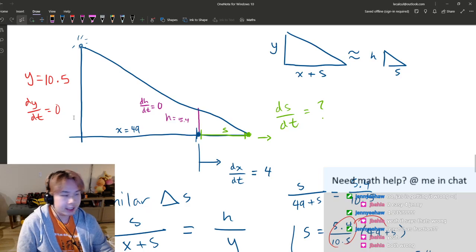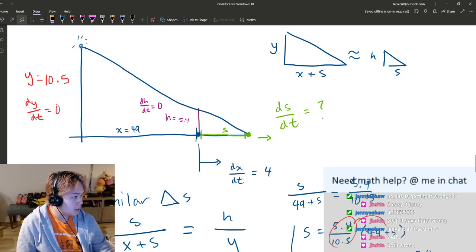Okay, let's start from the top again. Flagpole, 10.5. Its rate is not changing. Height of the person, 5.4. They're not growing or shrinking. The distance away from the flagpole is 49. And we know that the person is moving 4.